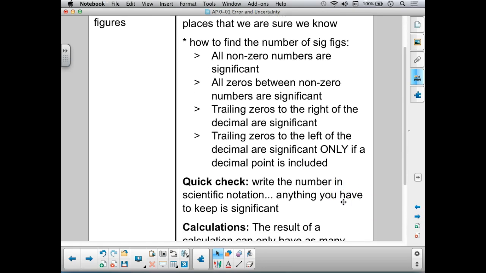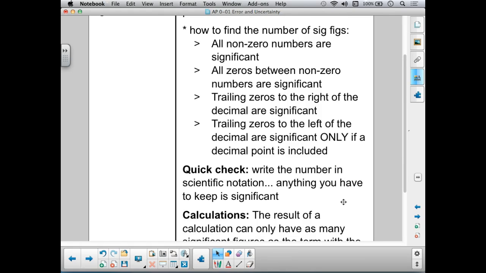So here are some rules on how to find the number of significant figures on a value. If these are confusing, don't worry about it. I'm going to show you some examples in just a moment. But our 4 rules are: 1, all non-zero numbers are significant. If the number is anything but a 0, it's significant. It's the zeros that kind of screw us up, and that can be very confusing. Zeros between non-zero numbers are significant. So, for example, if I have something like 1027, the 0 is actually significant because it's between 2 values that are significant, the 1 and the 2.